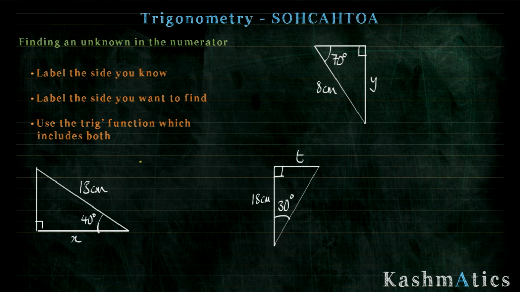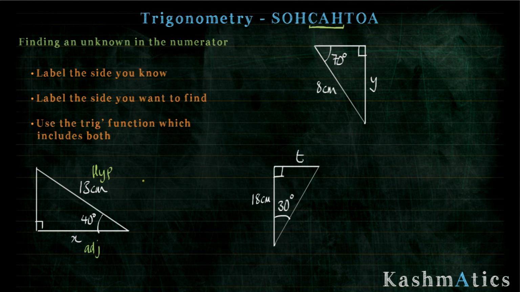You first of all label the side that you know. So in this example down here on the bottom left, we know the side which is opposite the right angle, that's the hypotenuse, so that's the longest side. And then you label the side you want to find, so that's the one next to the angle, so that's the adjacent side. And then we use a trig function which includes both. So over here, where it says SOHCAHTOA, I'm looking for one of the functions that's got the adjacent and the hypotenuse, and that's that one there. So that's the cosine function.